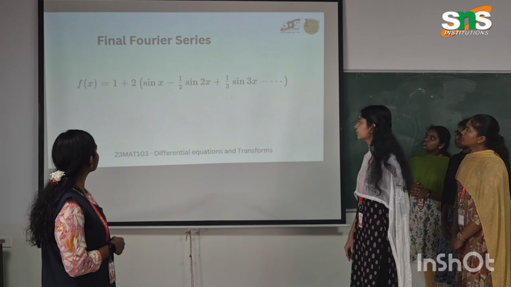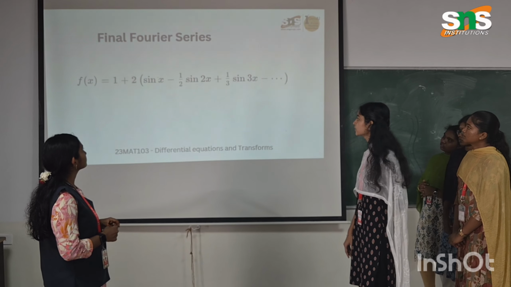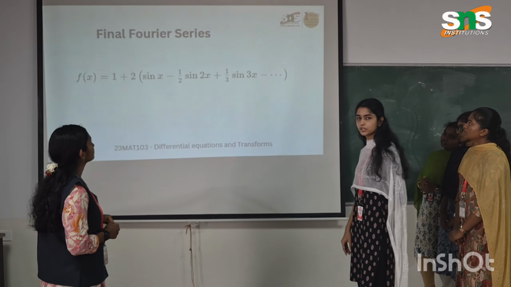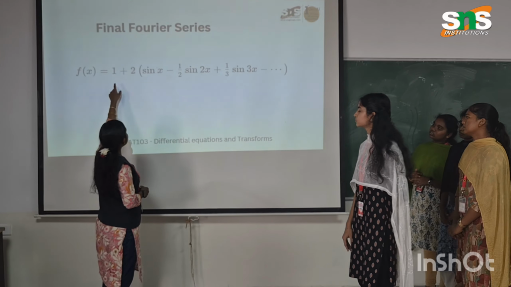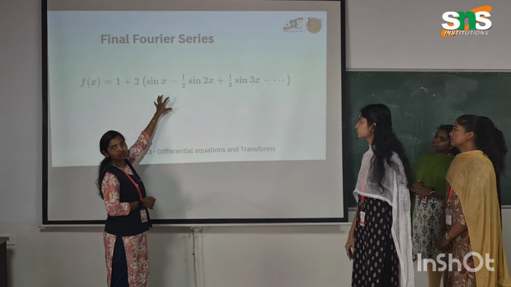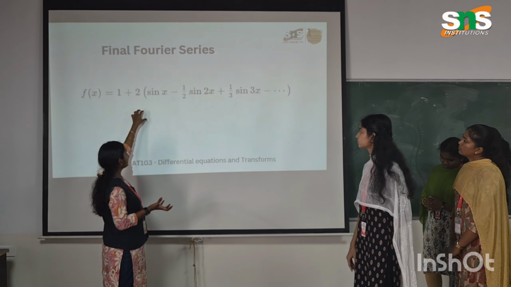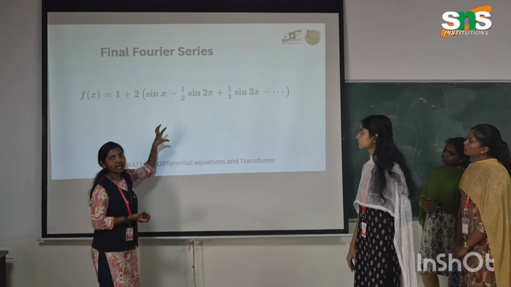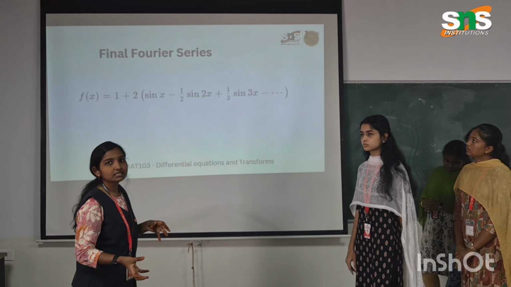Next, we have the final Fourier series, which is f of x equal to 1 plus 2 into sine x minus 1 by 2 sine of 2x plus 1 by 3 sine of 3x minus, and it goes on. So here we found the values of a0, an and bn. a0's value is 1, an's value is 0, and bn's value corresponds to the sine terms. On expanding it up to n terms or infinite terms, we have 2 into sin x minus 1 by 2 sin 2x, and so on. So this is our actual Fourier series. With this we are going to implement or analyze the signals here.